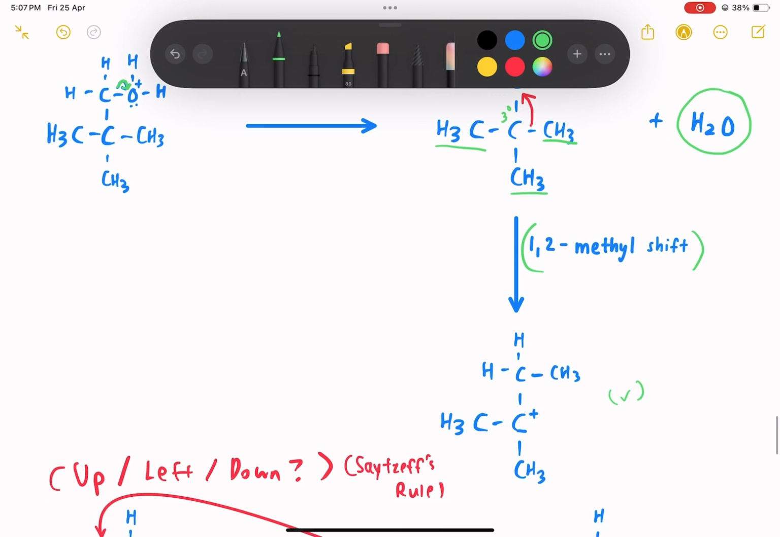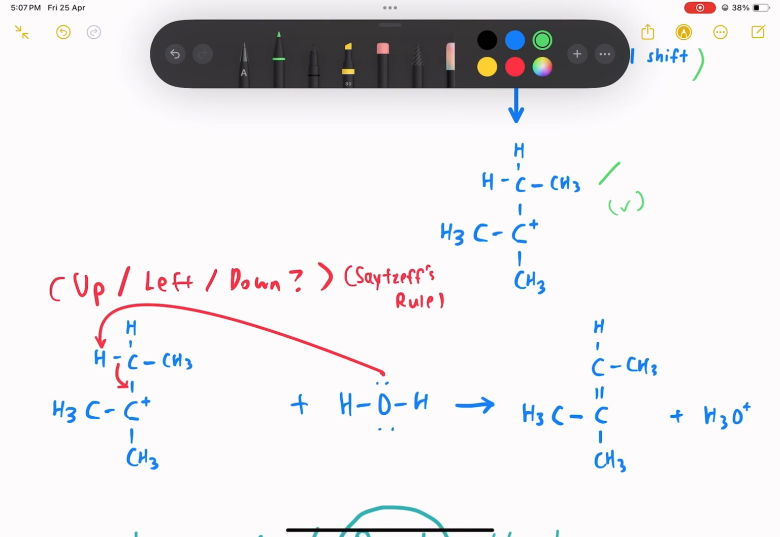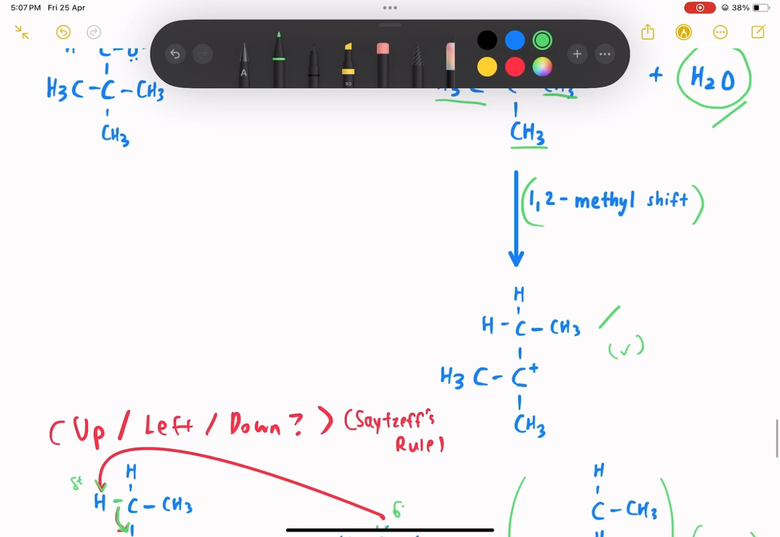So these two structures will react with each other, and this partially negative oxygen will attack this H, which is partially positive, and the resulting effect will cause the bond between C and H to break, and the bond will form over here to remove the carbocation ion. After the process, it will form this structure and H3O+.